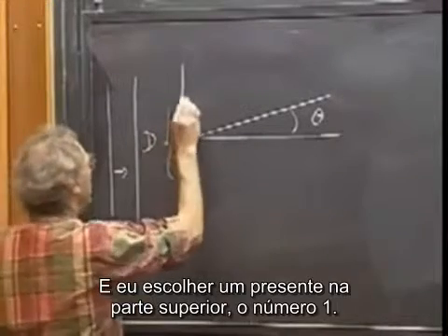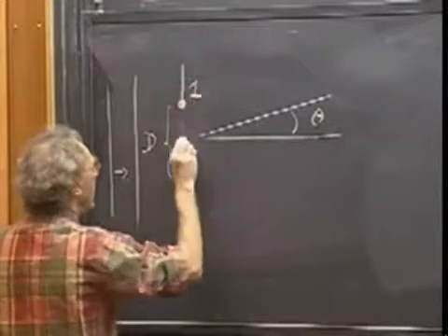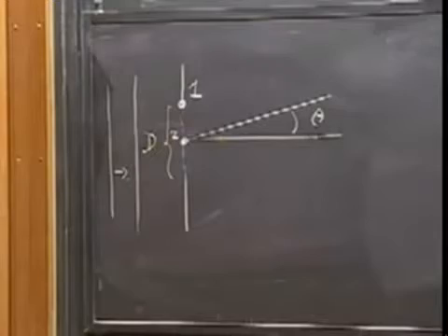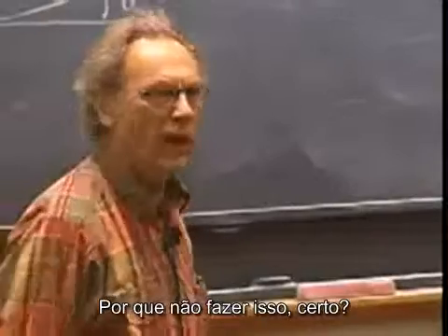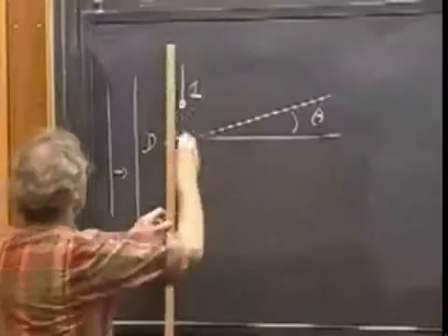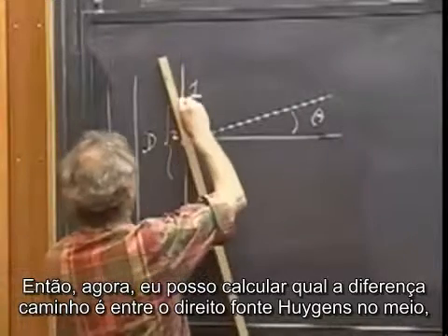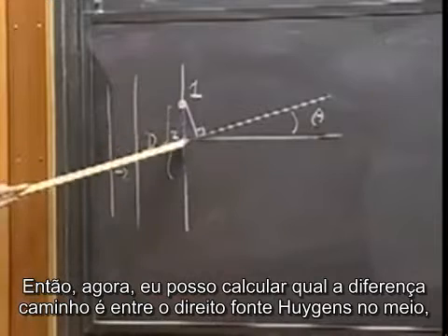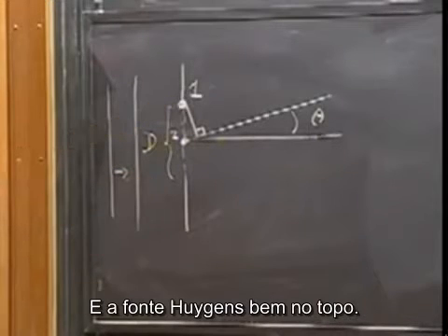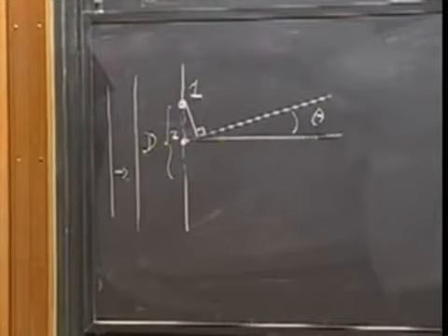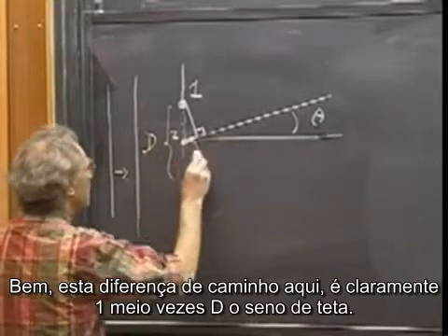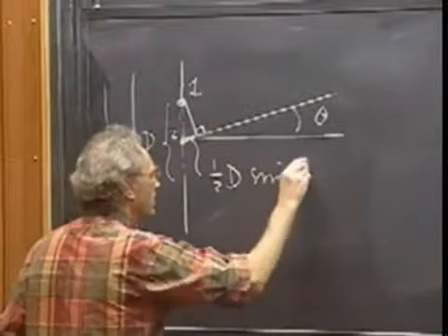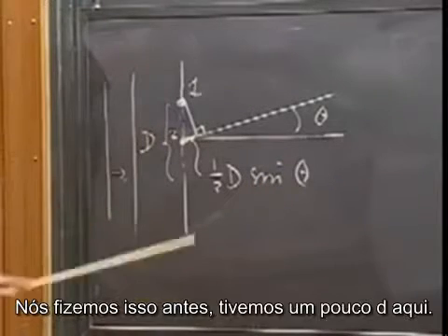And I pick this one at the top, number 1. And I pick this one, number 2, right in the middle. You will see why I do that. So now, I can calculate what the path difference is between the Huygens source right in the middle and the Huygens source right at the top. Well, this path difference here is clearly 1/2 d times the sine of theta. We did that before, we had a little d here.